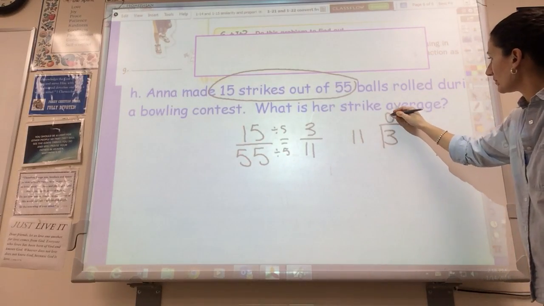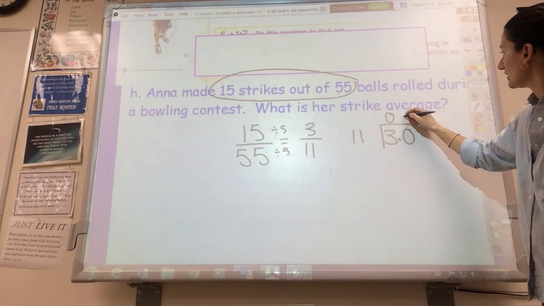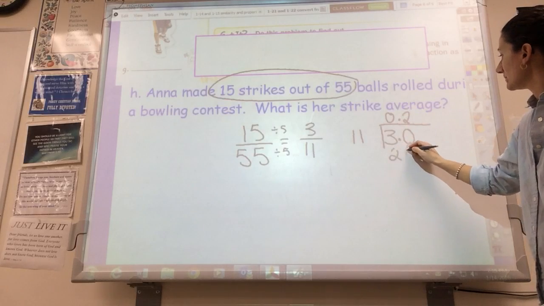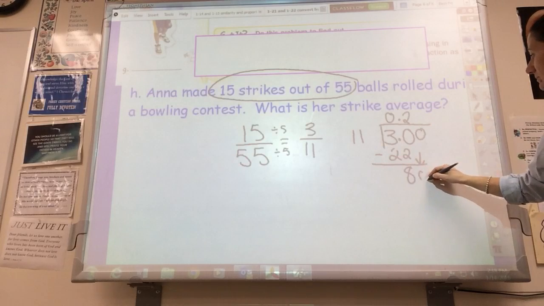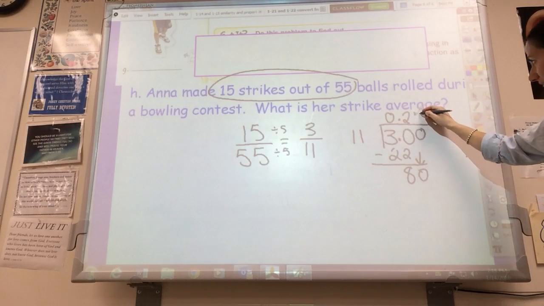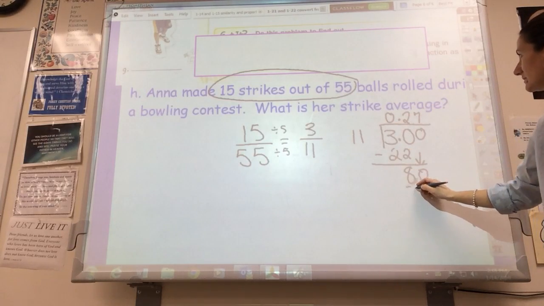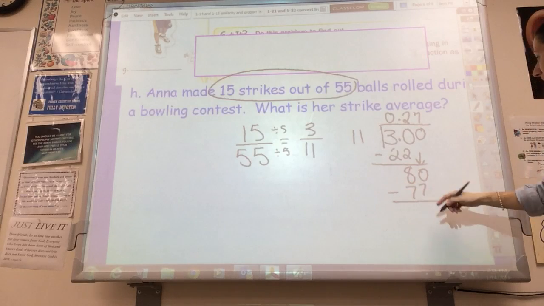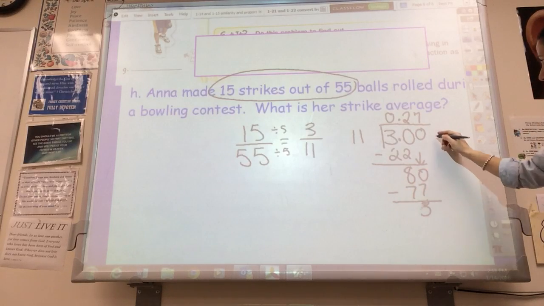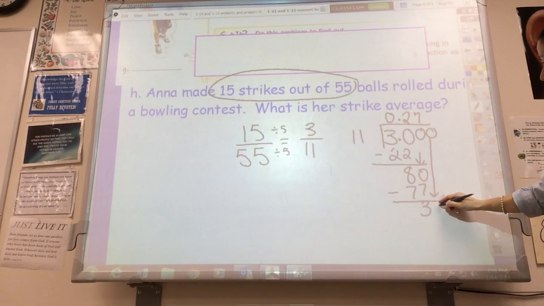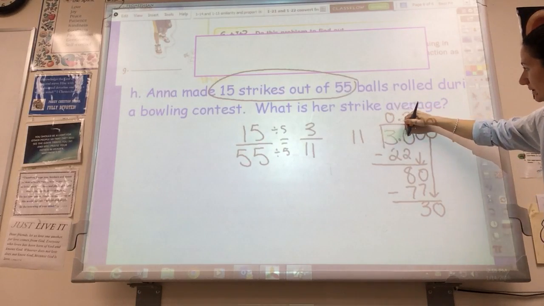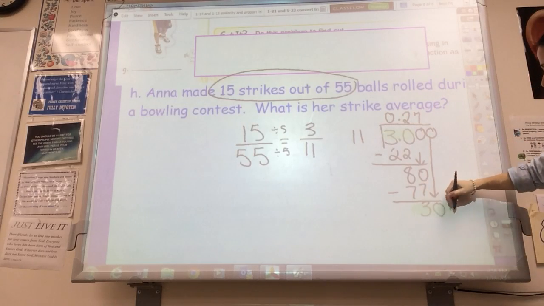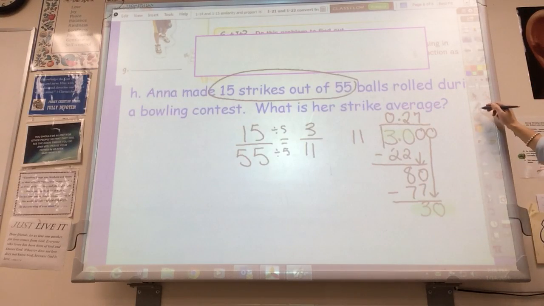11 doesn't go into 3. 11 goes into 30 2 times. 2 times 11 is 22. Remainder 8. Bring down a 0. 11 goes into 80 7 times, because 7 times 11 is 77. And remainder 3. And I want you to notice something. Did you see how I started out with 30 up there? And here it is repeating again. That should tell you something.